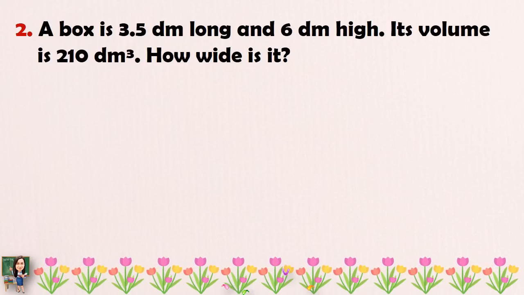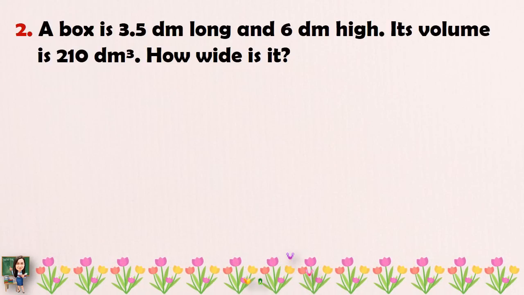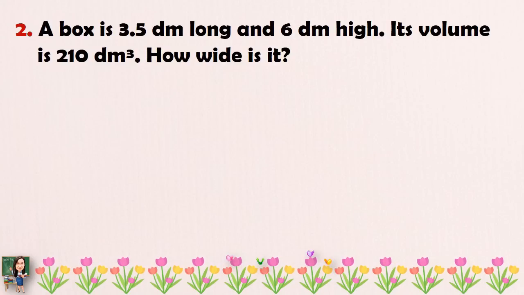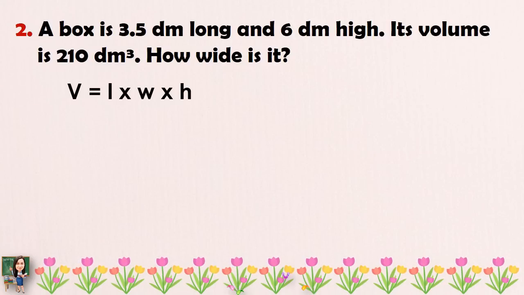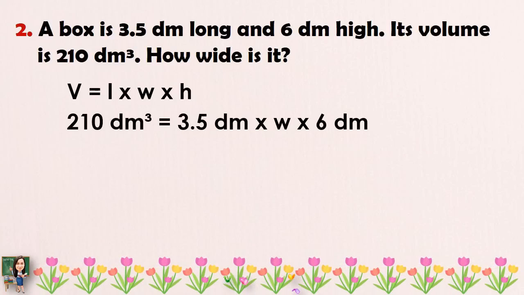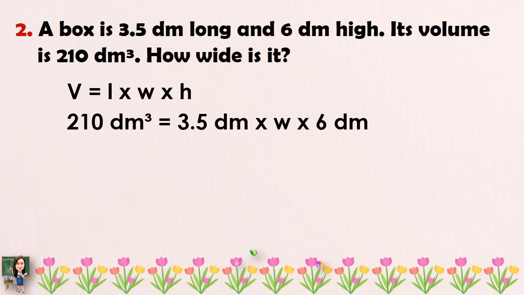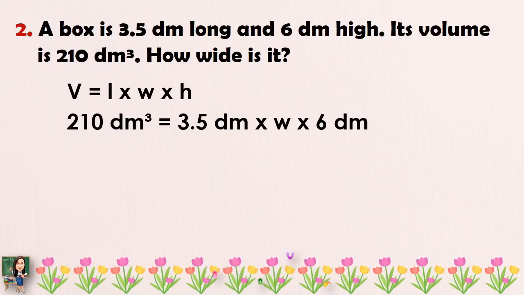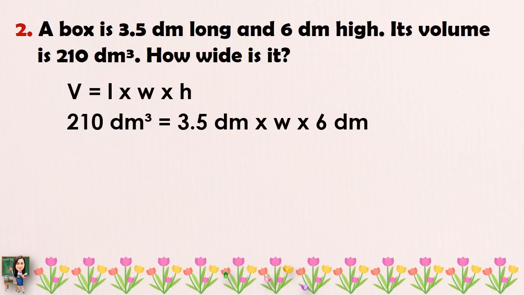Number 2. A box is 3.5 decimeters long and 6 decimeters high. Its volume is 210 cubic decimeters. How wide is it? We will be using this formula, which is volume equals length times width times height. The volume is already given, which is 210 cubic decimeters. And the length is already given, which is 3.5 decimeters. And the height is already given, which is 6 decimeters. Now we have to find the width.